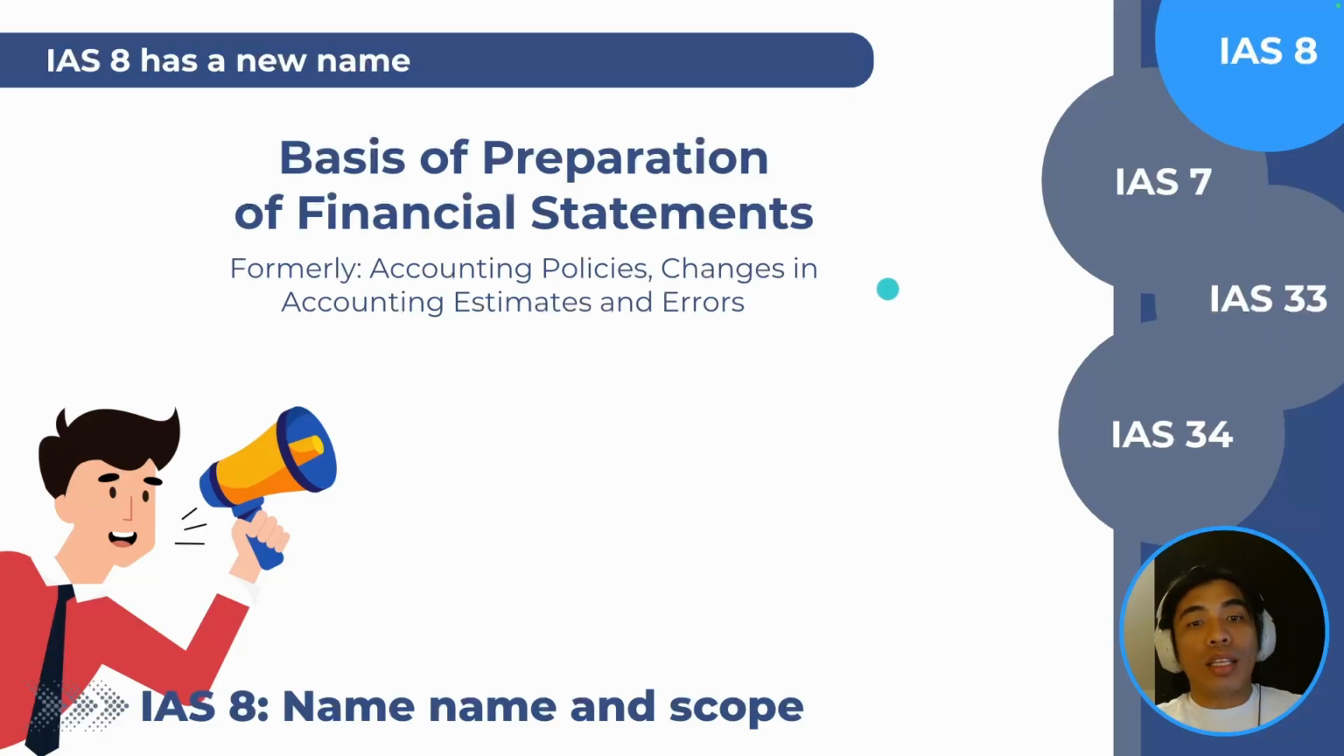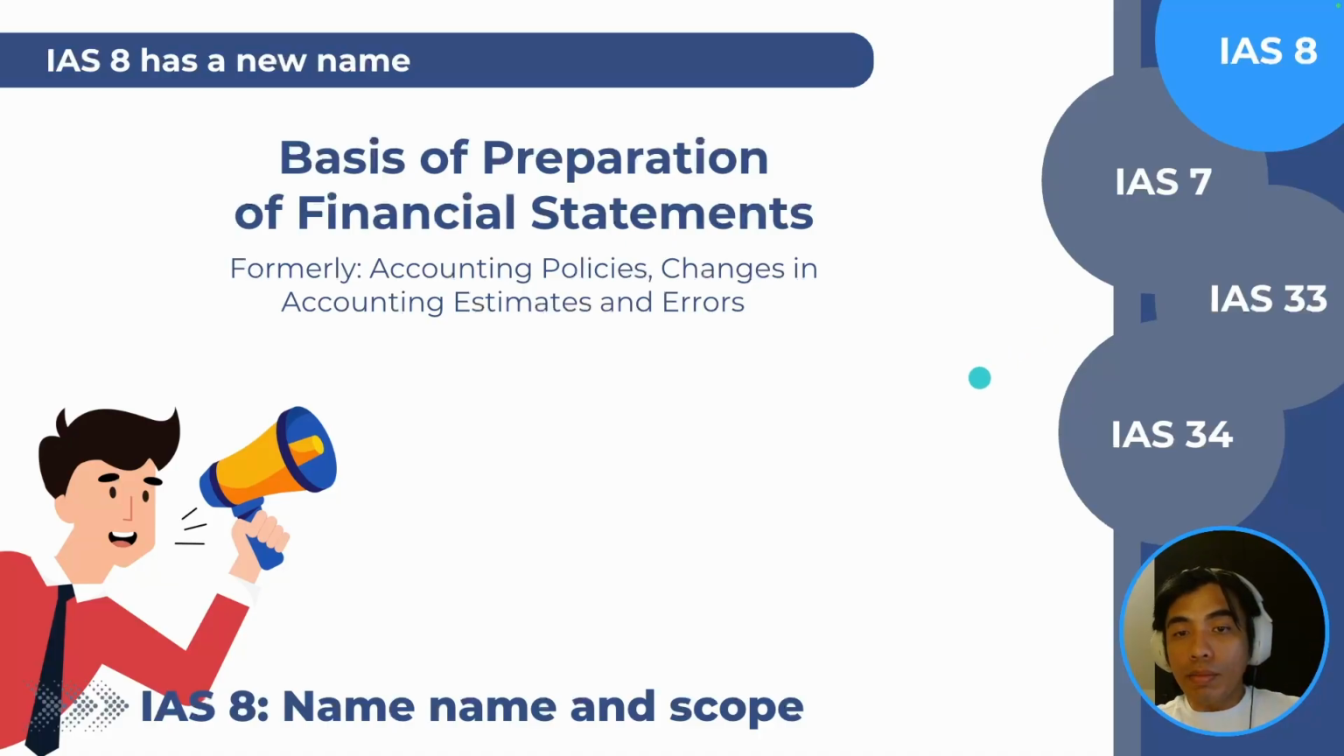With IFRS 18 coming into effect, IAS 8 has been renamed. So this is one of the bigger changes, I would say. Because before, IAS 8 was named Accounting Policies, Changes in Accounting Estimates, and Errors. And now, they're entirely renaming the standard into Basis of Preparation of Financial Statements. Alongside the renaming, there are actually changes in the contents. But this is something that I would like to present first to let you know that there will be a new name of IAS 8.